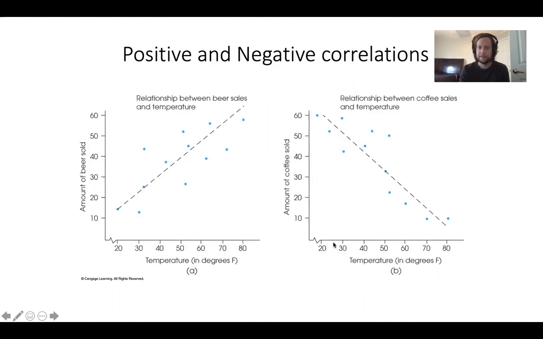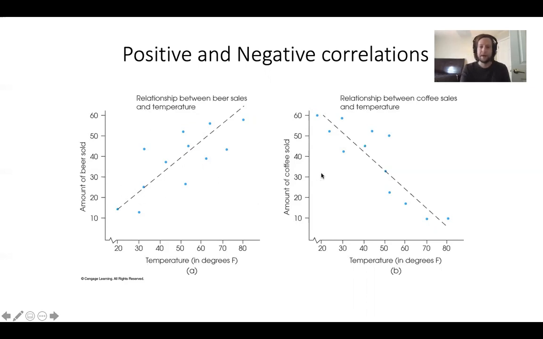Here is an example of a negative correlation. Temperature is still the X on the X-axis, but here it's the amount of coffee, which is usually a hot beverage, sold or purchased. As the temperature increases, the amount of coffee purchased or sold decreases. This is a negative correlation because as this value increases, this value decreases. As one goes up, the other goes down. It is going down and to the right.